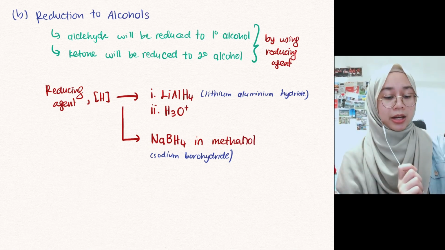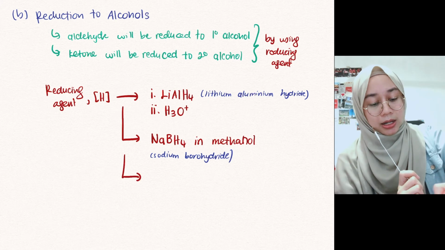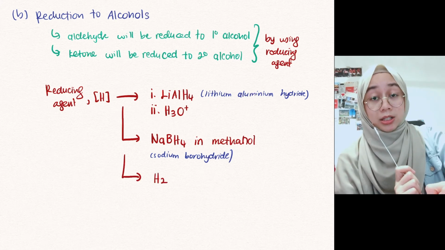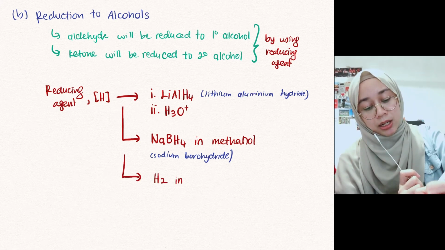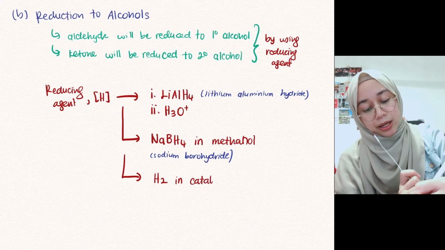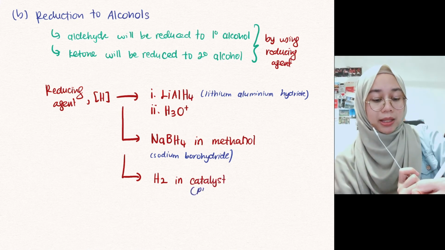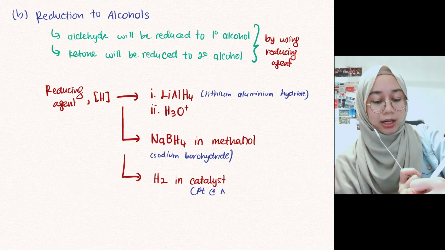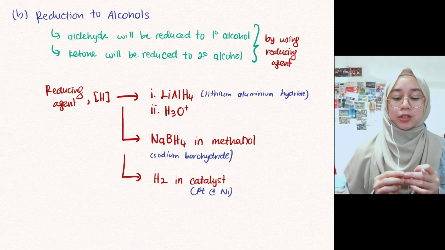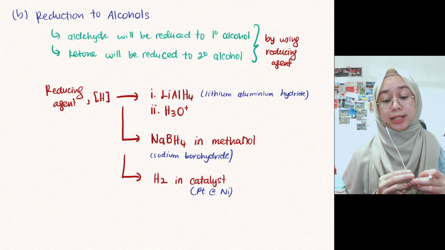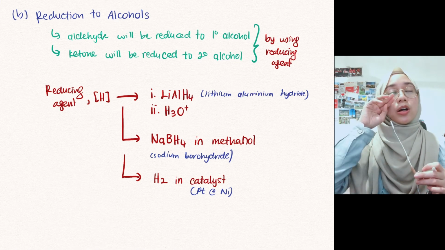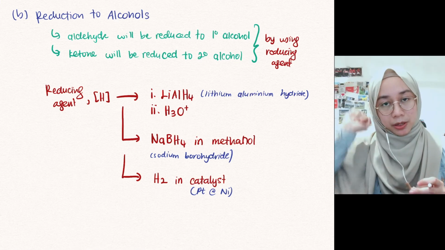Okay, and then last kali kita akan ada hydrogen. Okay, hydrogen in catalyst, whereby catalyst yang kita akan guna pula adalah sama ada platinum ataupun nickel. Okay, so Pt ataupun nickel tu act sebagai catalyst lah. Okay, so kita pergi balik sekejap kepada oxidation.